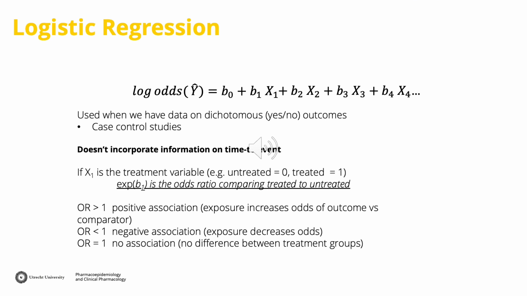So just to give you a quick overview of some of the most common statistical models that you're going to encounter in pharmacoepi studies. The first one is called logistic regression, and we use logistic regression when we have data on a dichotomous or binary outcome. It's a yes-no outcome. So typically we use it when we're trying to analyze the results of a nested case control study, but it doesn't incorporate information on time to the outcome. It's just whether or not you have the outcome, yes or no.